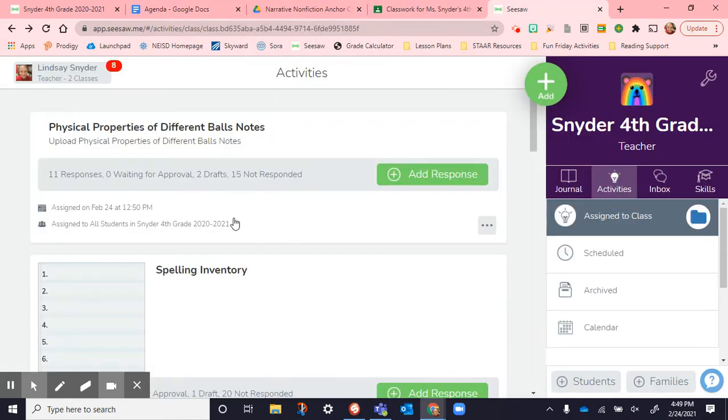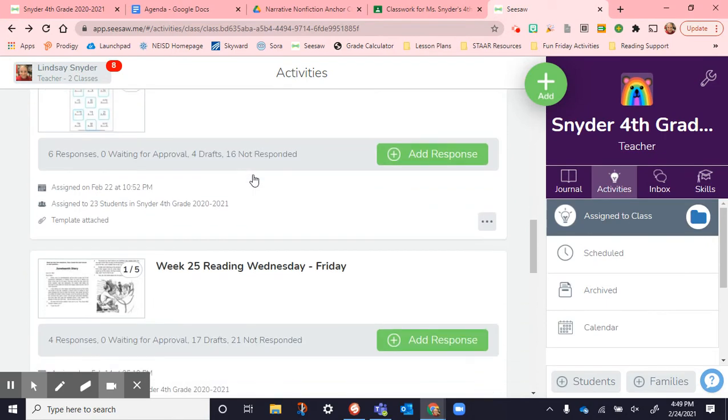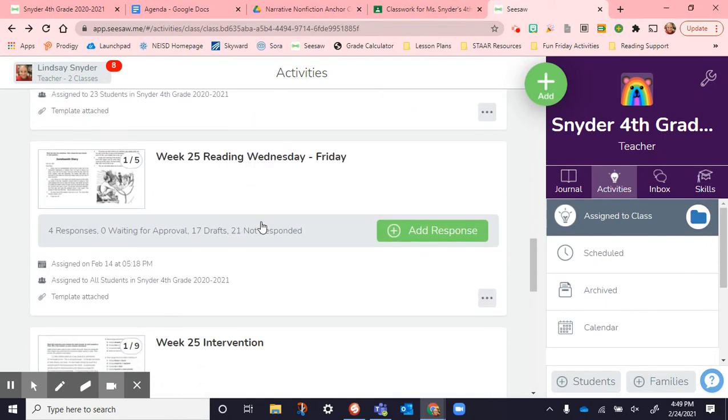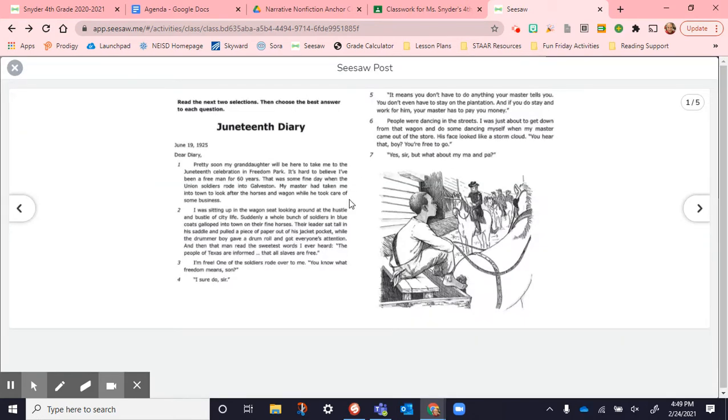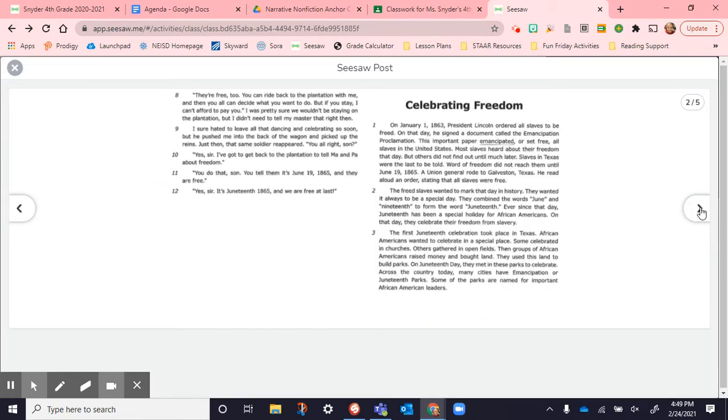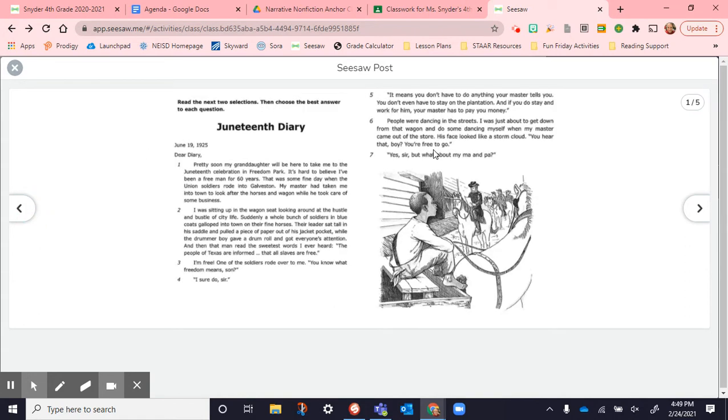So if you go to your activities and go down to reading Wednesday through Friday right here, week 25. And this was the first. So we read here and we stopped on page 2 right here. And then we'll start reading Celebrating Freedom tomorrow. So make sure you've read this first one.